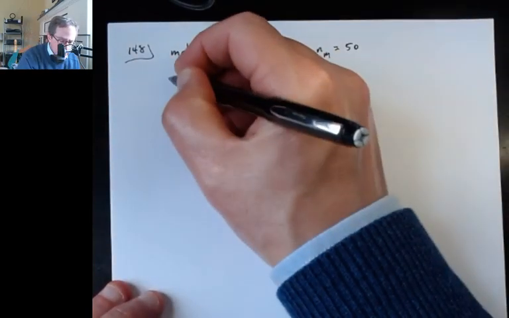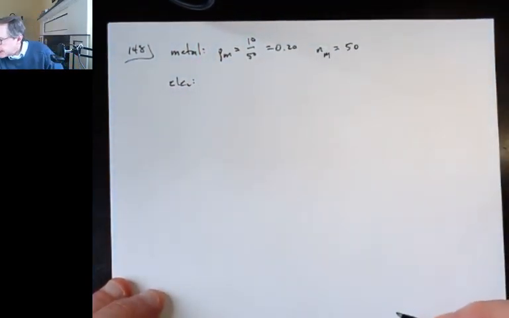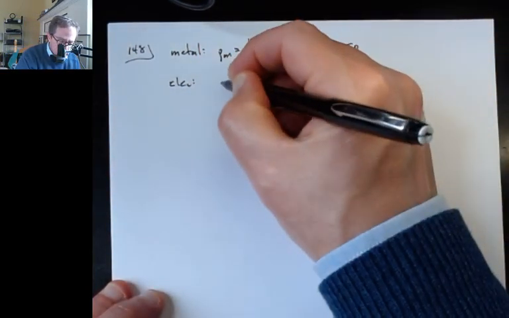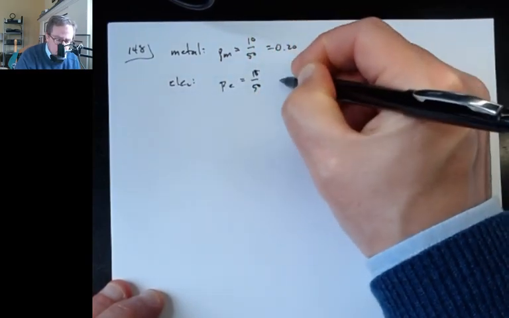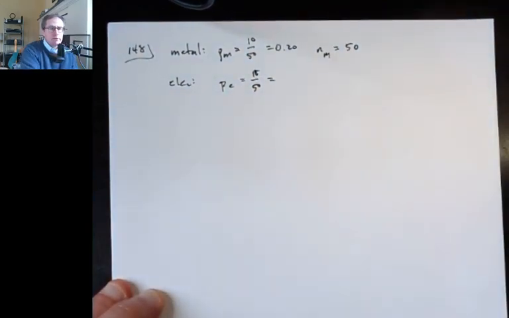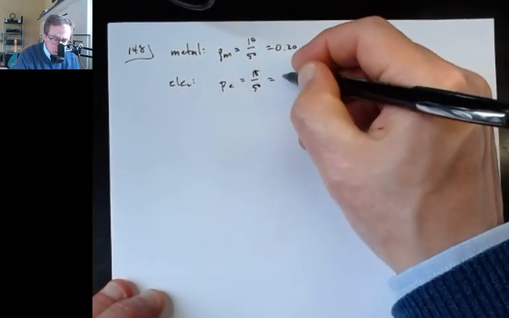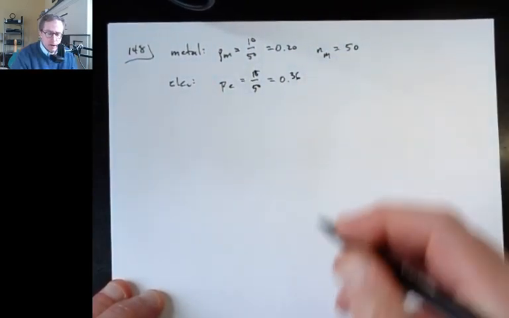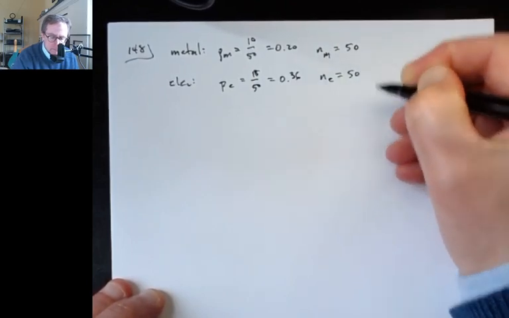Okay, and then there's electronic. I forgot already. Is it 18 out of 50? It is 18 out of 50. So PE is 18 out of 50. I don't know what 18 out of 50 is. Oh, I probably do. 0.36. And NE is 50 again.